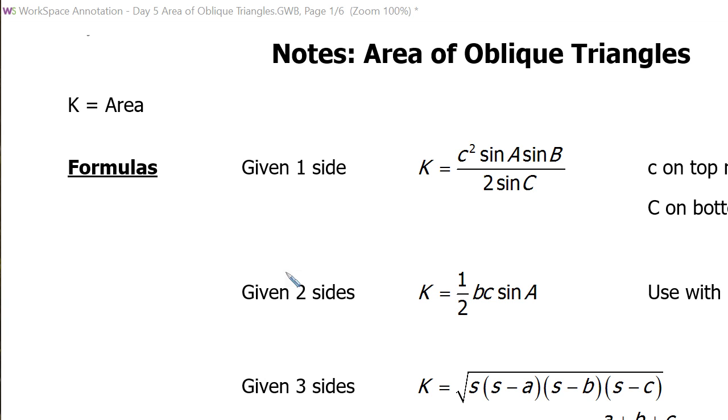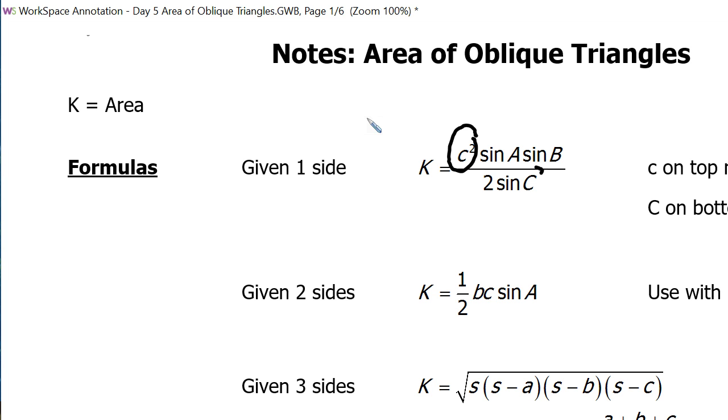So if you are given one side in your information, you'll use this equation, K equals C squared times the sine of A, sine of B, divided by 2 times the sine of angle C. And we have a little note over here to the side that the C on top must match angle C in the bottom. So whatever side you're given, that has to be the same angle in the denominator of that formula.